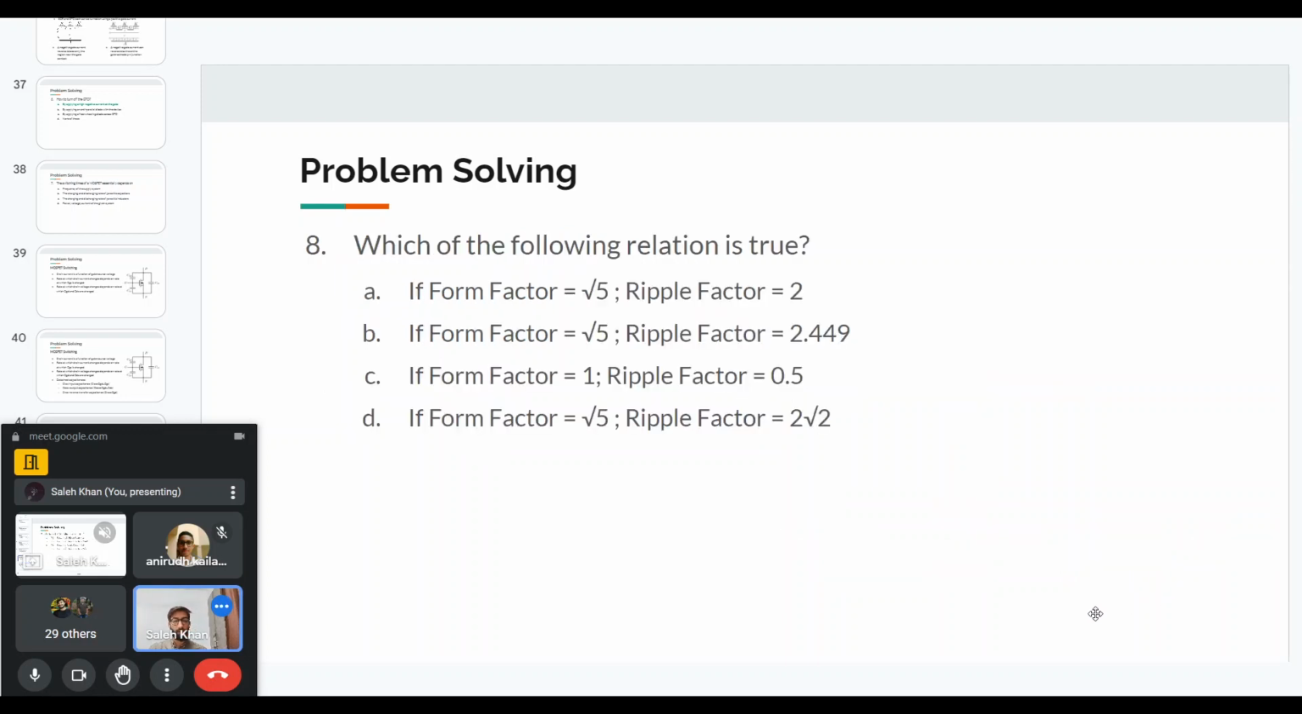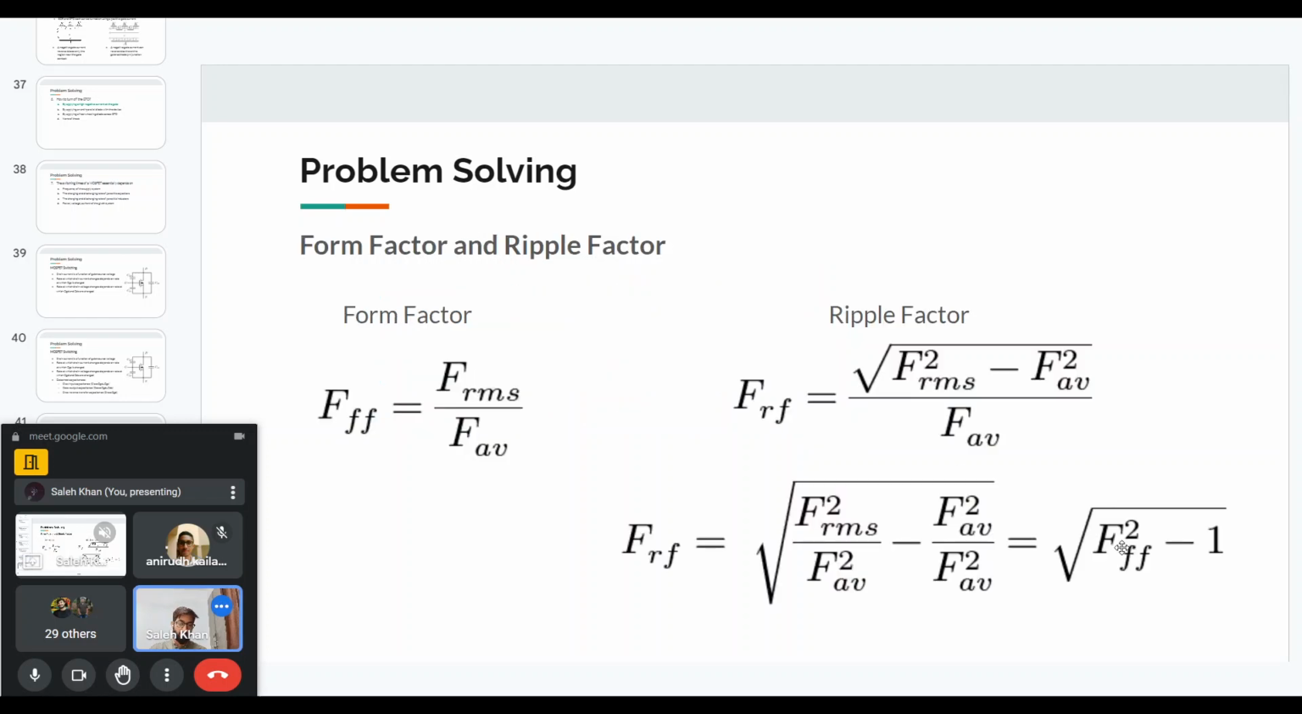Now, if I go to the question, the options are either the form factor is 1 or the form factor is square root of 5. If I put a form factor of 1 here, then I will get a ripple factor of 0. I mentioned that form factor 1 means it is a DC waveform. So if it is a DC waveform, then the ripple factor will be 0. There will be no ripple.